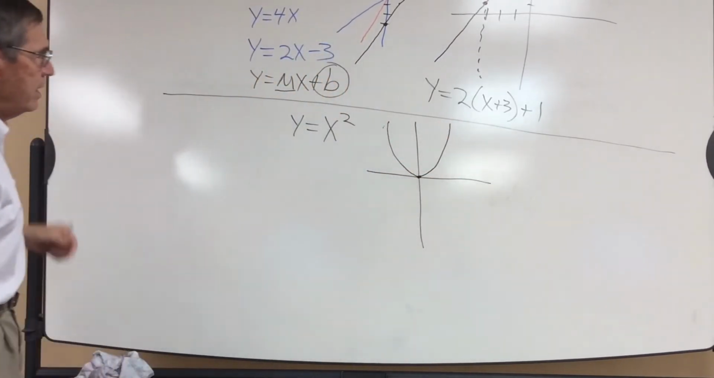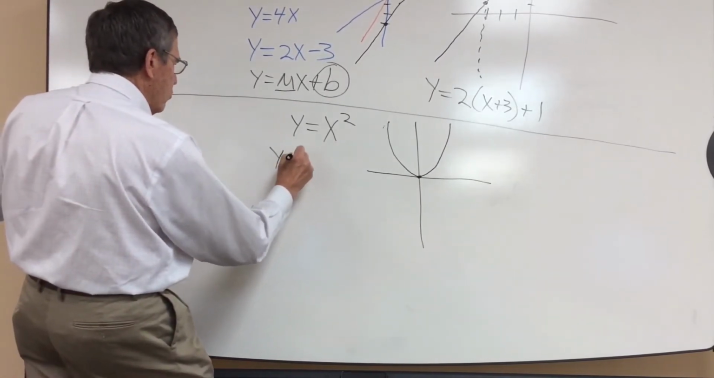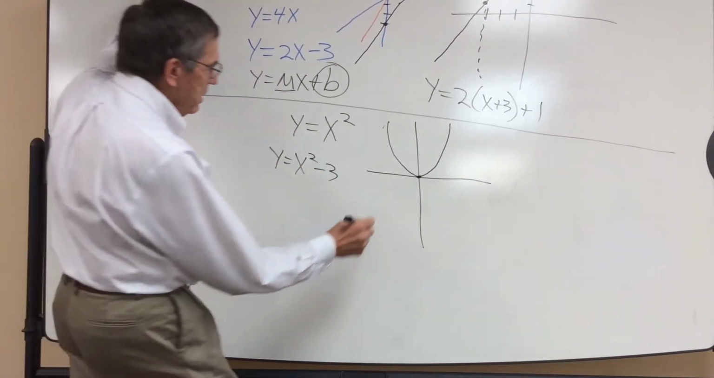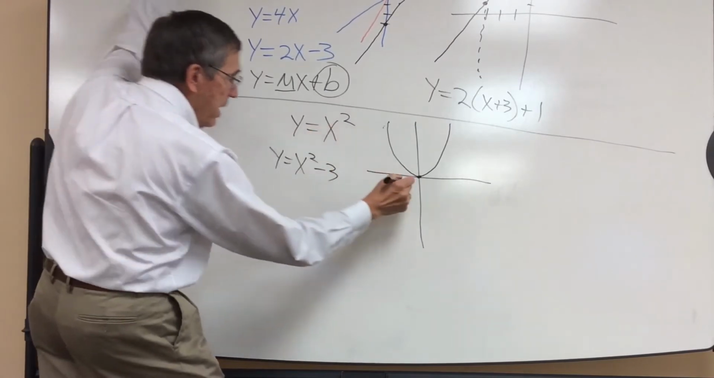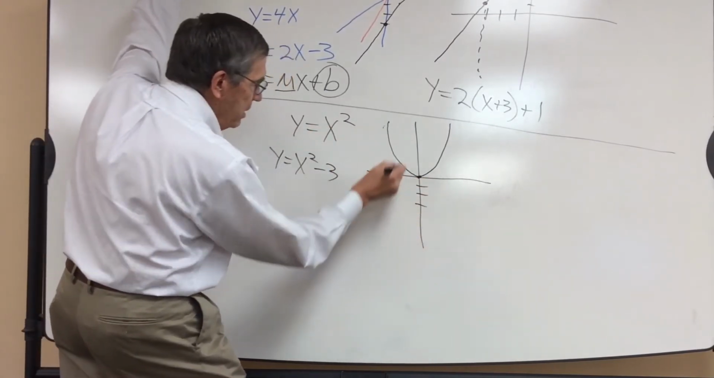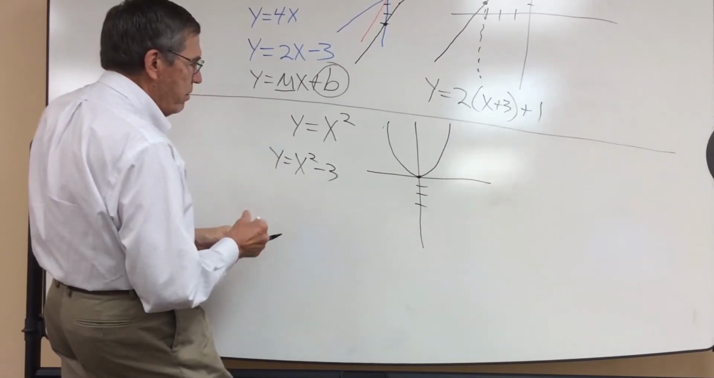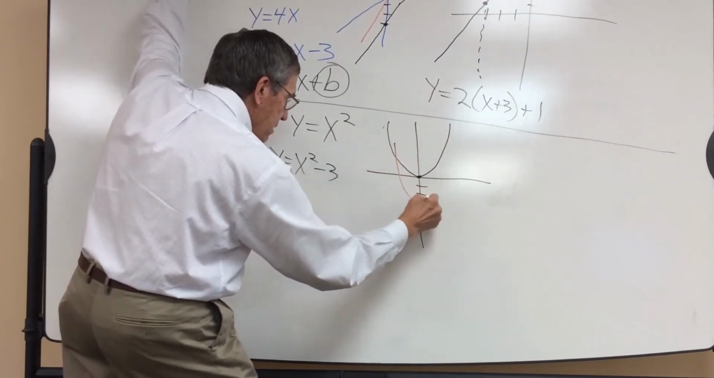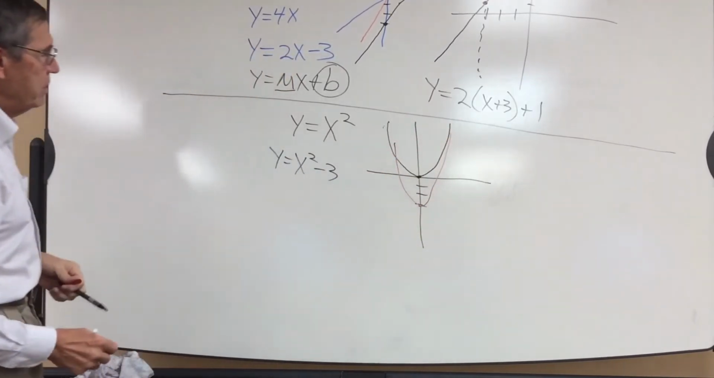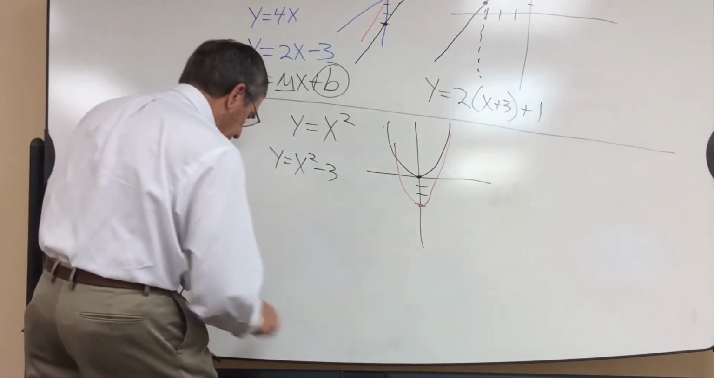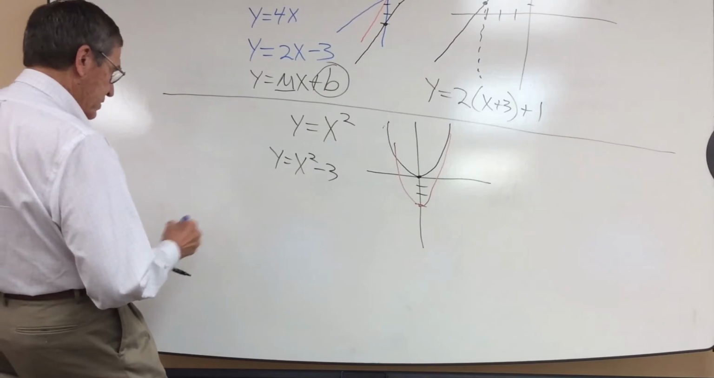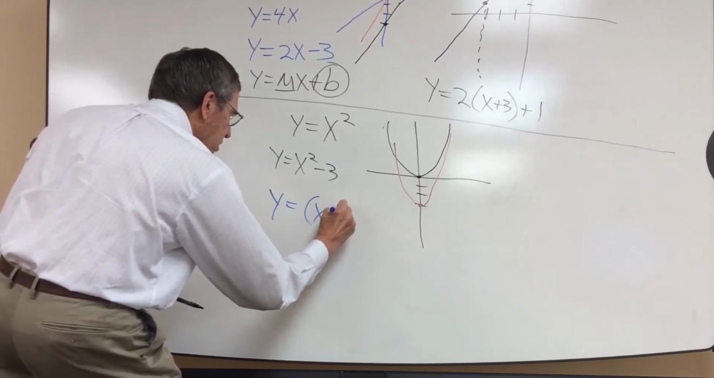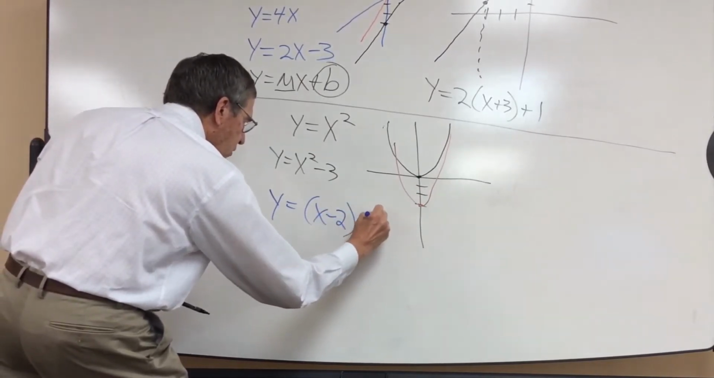Now what happens if we change that and say y equals x squared minus 3? All that means is we're going to take this picture and move it down 3 units. And then we're going to draw a new parabola that will go right through here, has the same shape as this. And we would have that right there. What about if we want to offset it from the y-axis? So we could have y equals x minus 2 plus 1.